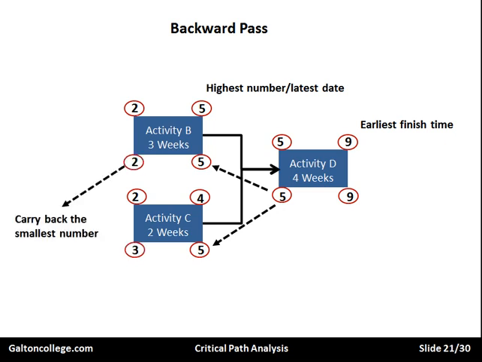Now, here on this top one we've got 3, so subtract the 3 from the 5, which gives us a 2. Down here we subtract the 2 from the 5, giving us a 3. So our choice now is between 2 and 3. And as it says here, carry back the smallest number. So always take the smallest number going back. So we have the 2, 3, and this 3 here links to this one. So it's 2, so take the smallest number going back.